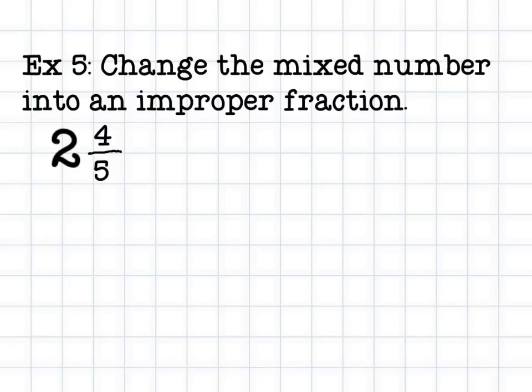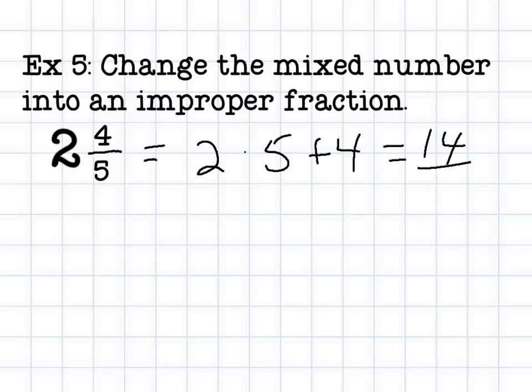Okay, so to change the mixed number into an improper fraction, you're going to take the whole number and multiply it by the denominator and then add the numerator. So in this case, it's 2 times 5 plus 4. So 2 times 5 is 10 plus 4 is 14. So now your numerator is 14 and your denominator stays the same. So you end up with 14/5.